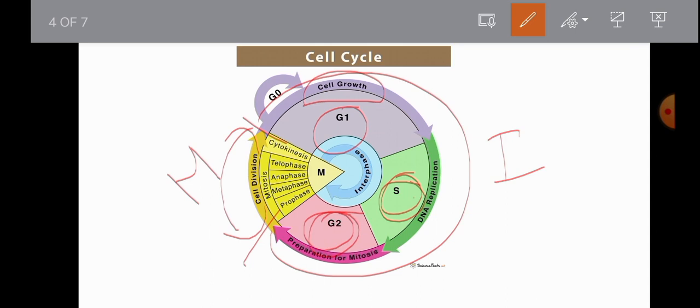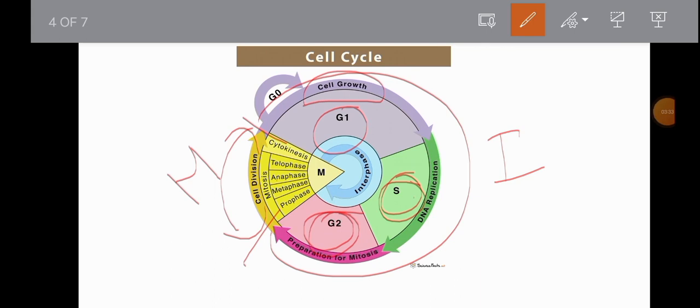So it's very simple. The whole cell cycle is divided into two phases, that is M phase and interphase. M phase is where the actual cell division occurs, interphase that is resting phase, is where the preparation of the cell occurs. Okay, so that is about the cell cycle.